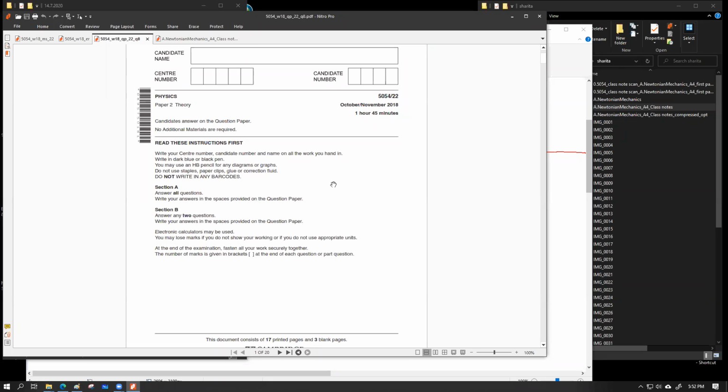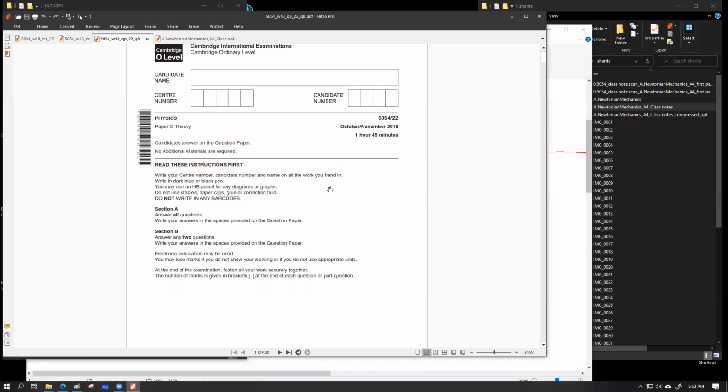Because you're going to be given a paper and you're going to be answering on the paper, you don't have to attach anything. They always give this information because in some of the other subjects, economics and maybe others, kids might have to take extra pages, and for those papers they will require you to fasten the paper. But for physics, this is not applicable, so you can disregard that information. The number of marks is given in brackets at the end of each question or part question.